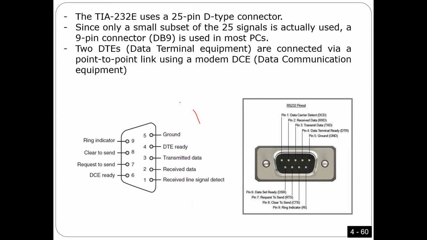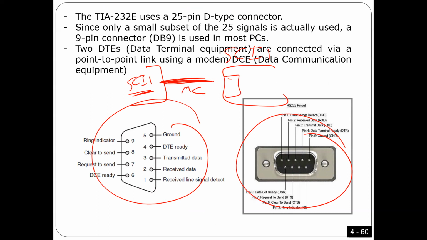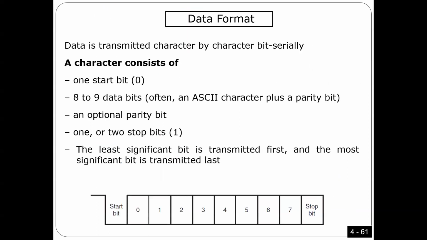So you have here a connector, you have a wire here, and you connect another wire on the other board in order to connect the microcontroller SCI1 here to SCI1 there, because there is a circuit here for the interface, and another circuit there. Now I'm going to focus on how you can program this serial communication.